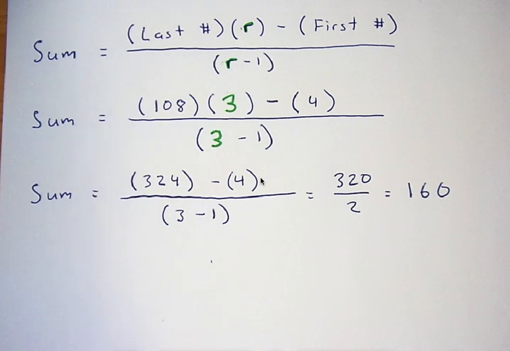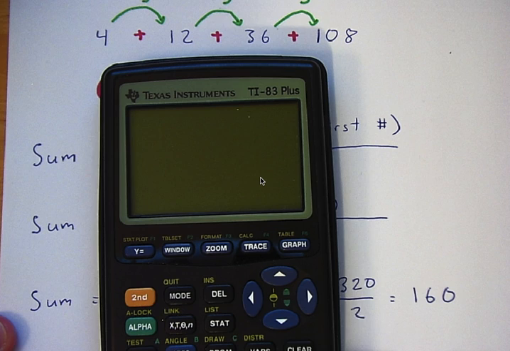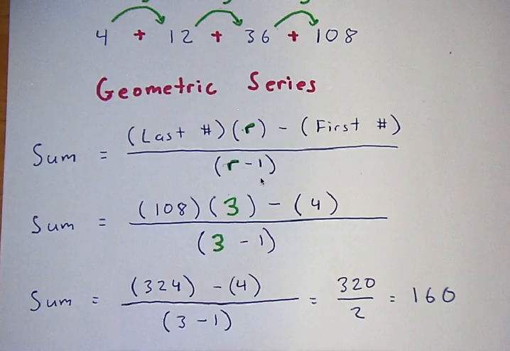Okay. And maybe you don't believe me. So let's go up here and let's add it up. So you have 4 plus 12 plus 36 plus 108. That's 160. All right. Pause the video for a second, and I want you guys to take notes.